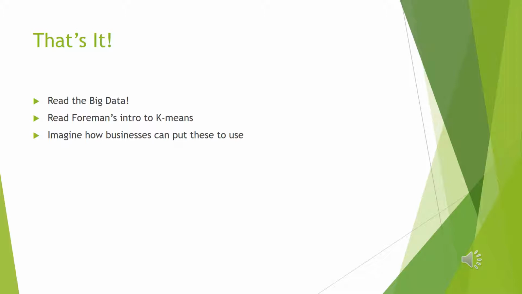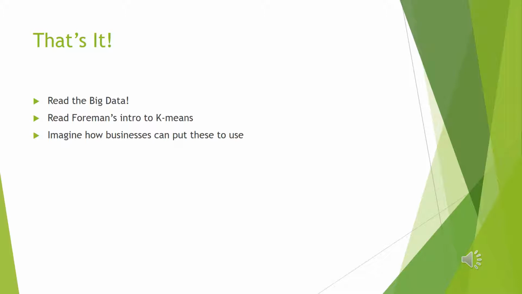I would also recommend that you read Foreman's Introduction to K-means. That's chapter 2. He talks about conceptually what K-means clustering is, and then gets into a pretty hairy example, which I think is really cool actually. But read it until you get an understanding of the clustering algorithm. And then while you're doing that, imagine how businesses can put these to use.